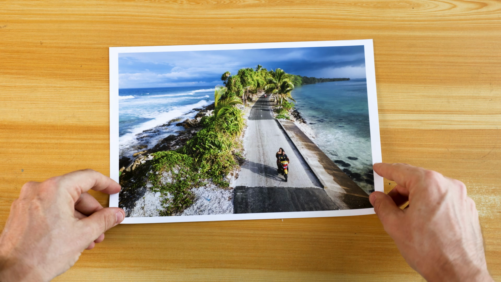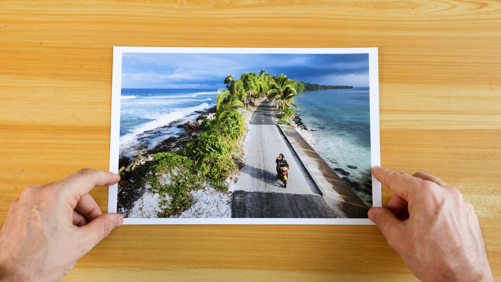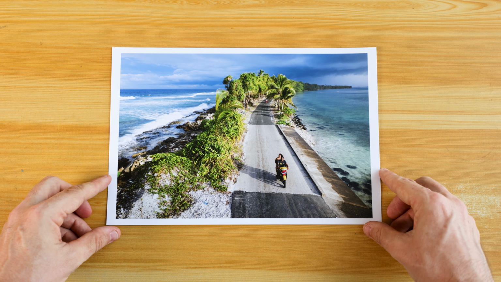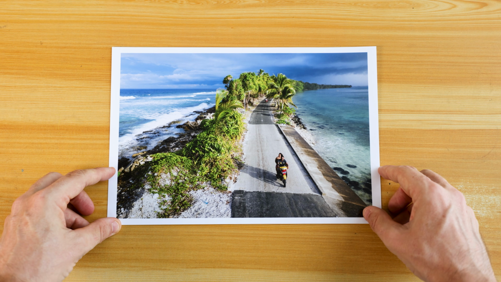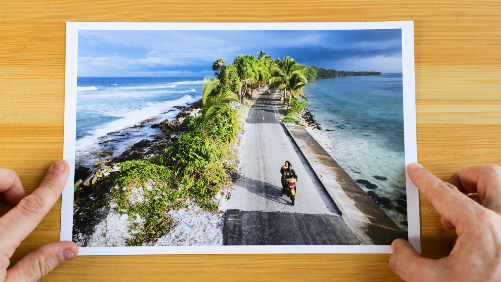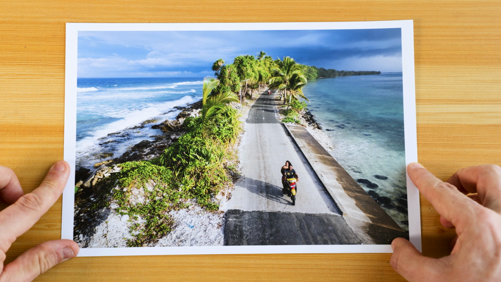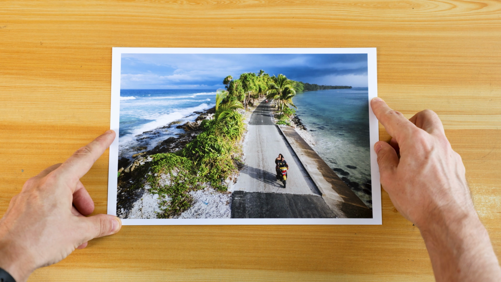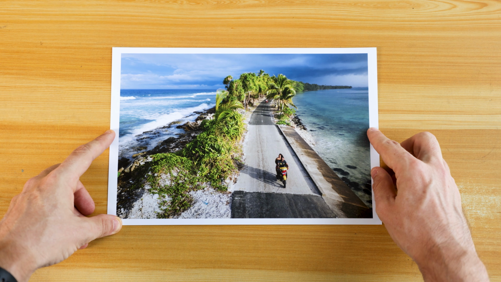Let's start with this photograph. I made this image while photographing the tiny Pacific island nation of Tuvalu in a story that appeared with National Geographic. Take a moment to really look at it. What is your eye doing? Where does it go first? And where does it go next? If your eye is moving through the frame instead of stopping in one place, then that's no accident.